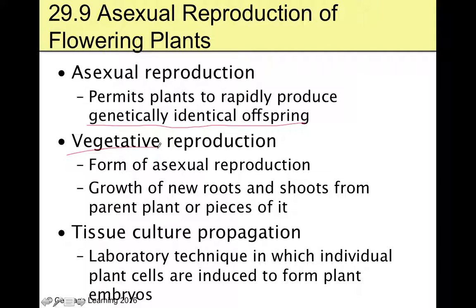For example, orchids are very difficult to domesticate because they're epiphytes. They're pretty picky about their environment, but they're worth like $50 a pop at Safeway. So if we can figure out how to grow them in the lab, we can make a lot of money off of them. So we grow them in a tissue culture.